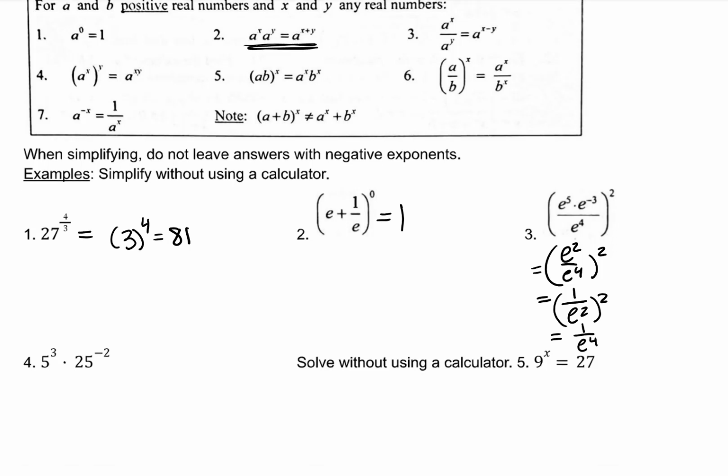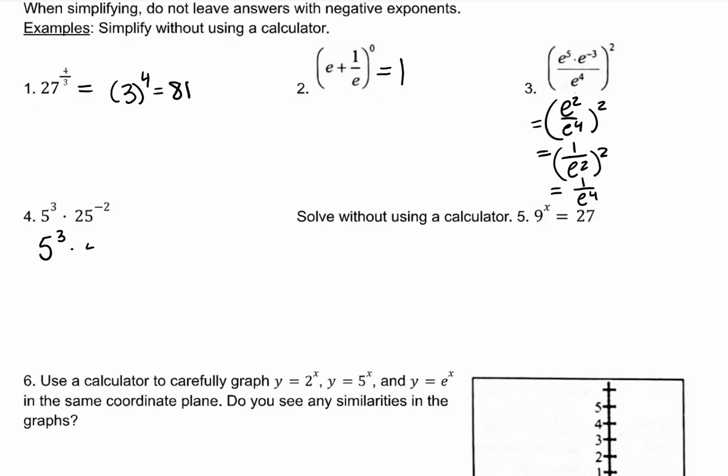The base needs to be the same for you to be able to add the exponents or subtract the exponents. Here our bases are not the same, so I'm going to rewrite 25 as 5 squared. Now it's 5 to the 3 times 5 to the negative 4. Now that I have the same base, I can add the exponents.